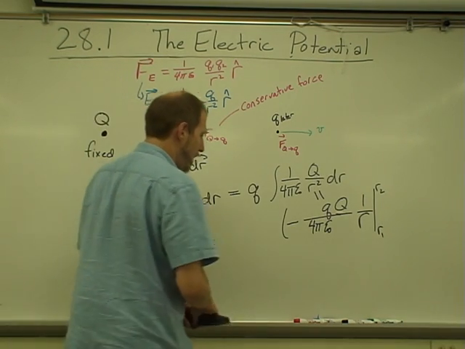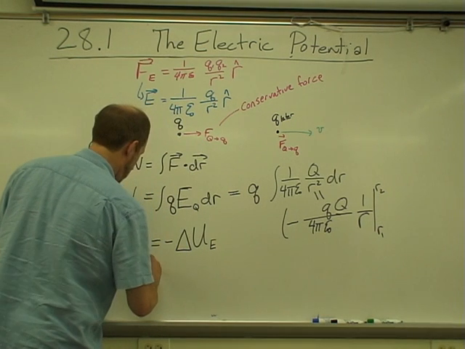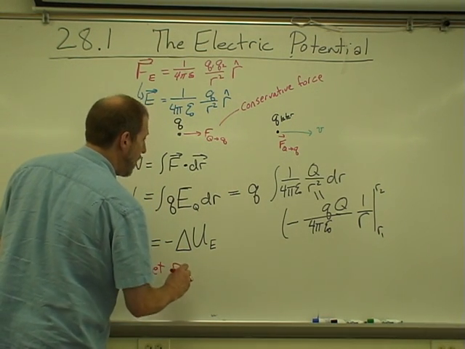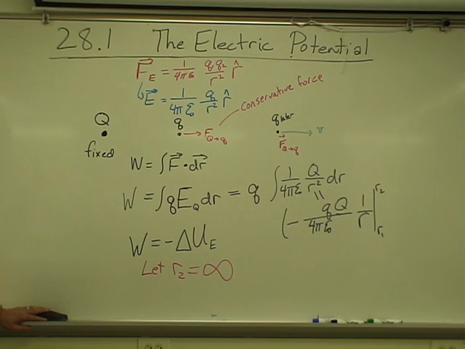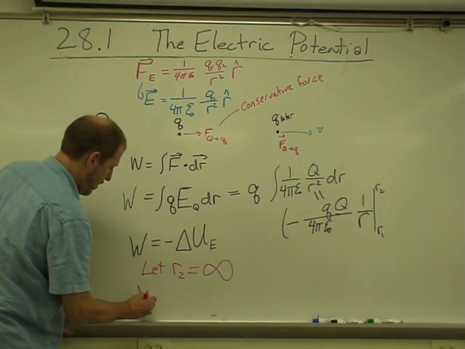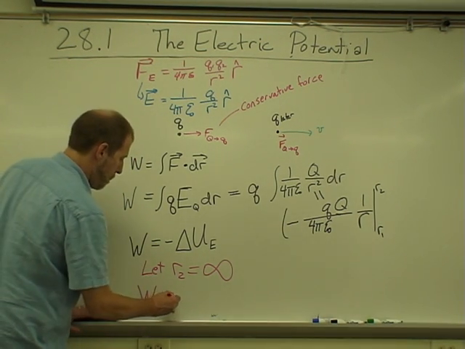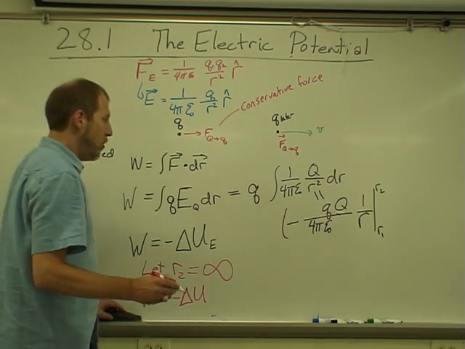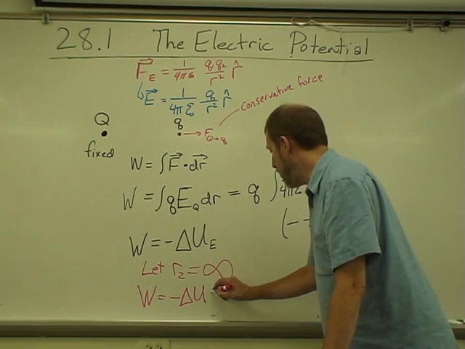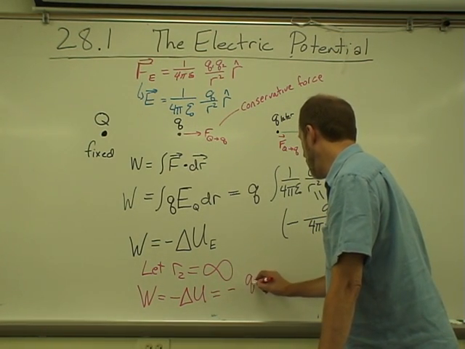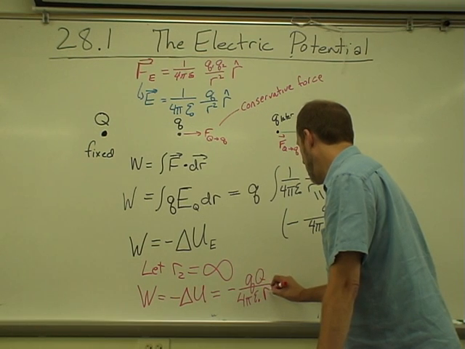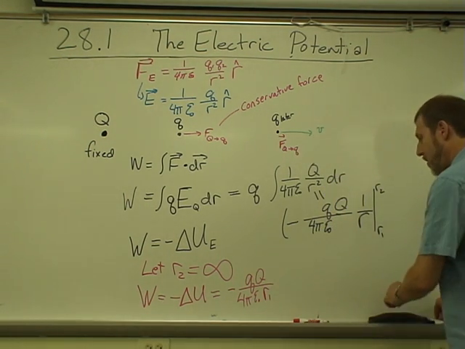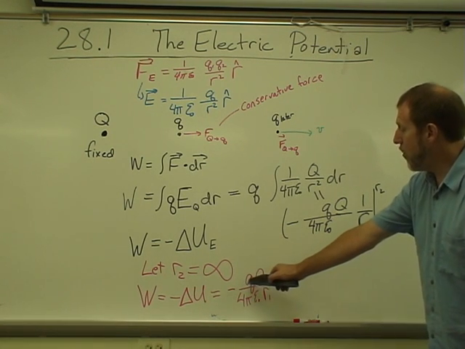If I take this to where, say, I let R2 be infinitely far away, then the work done is equal to the opposite in the change in potential, which here, for a point charge, is equal to negative lowercase q times capital Q over 4 pi epsilon naught R1. So that depends on lowercase q and capital Q.